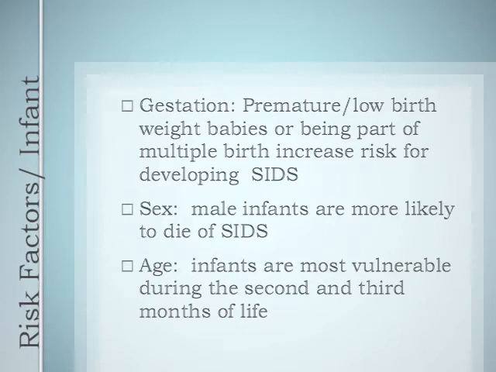Risk factors for the infant. Number one, gestation. Premature and low birth weight babies are at greater risk. Being part of a multiple birth increases the risk of SIDS. It's believed that with multiple births, crowding in the uterus may impair brain development. Sex. Male infants are more likely to die of SIDS. Age. Infants are most vulnerable during the second and third months of life.